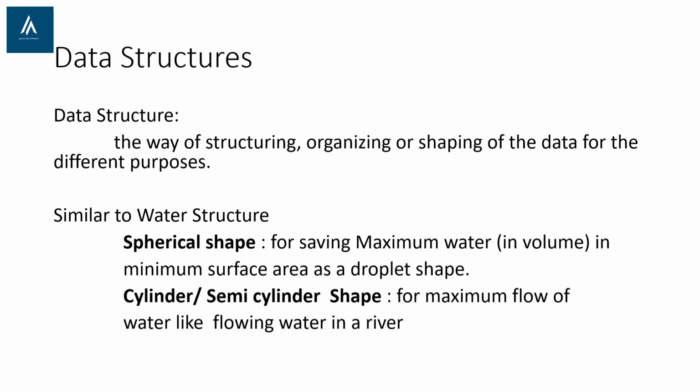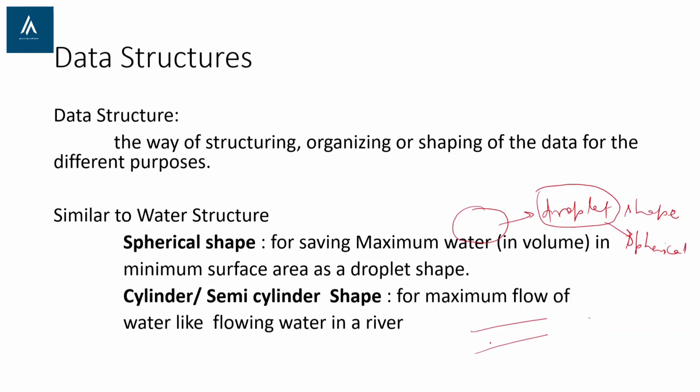So for example, for saving purposes, it will take that droplet shape, and that is a spherical shape droplet. During flow, water is organized by nature as a semi cylinder or cylinder shape. You can check here, like a flow of water, it will go in this way. So flowing water takes a semi cylindrical or cylindrical shape.